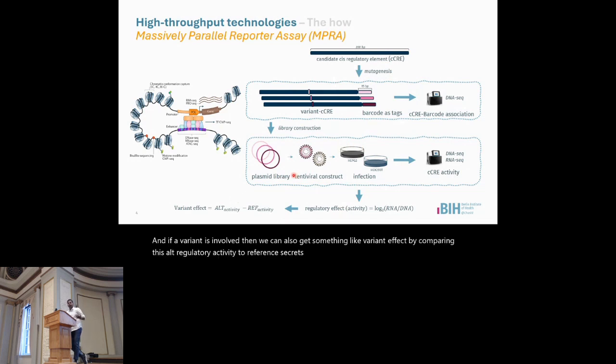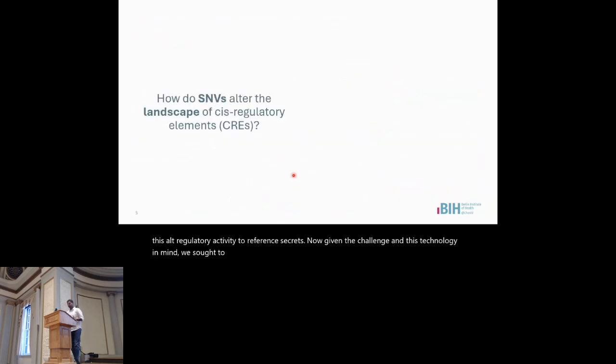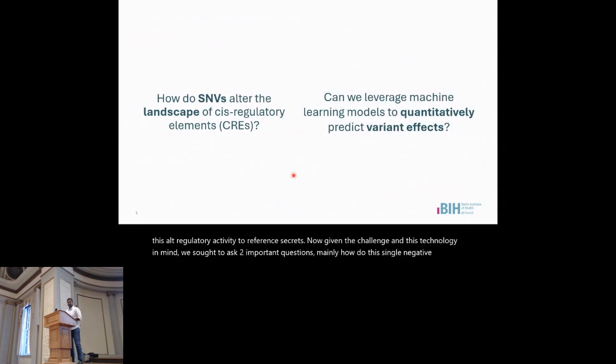Now, given the challenge and this technology in mind, we sought to ask two important questions. Mainly, how do these single nucleotide variants alter the landscape of cis-regulatory elements? And can we leverage MPRA data with machine learning to quantitatively predict variant effects?